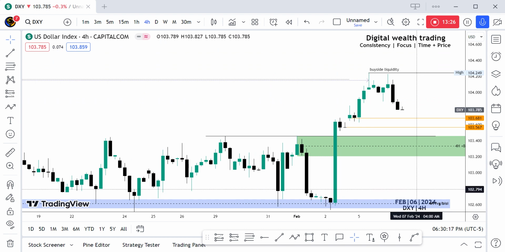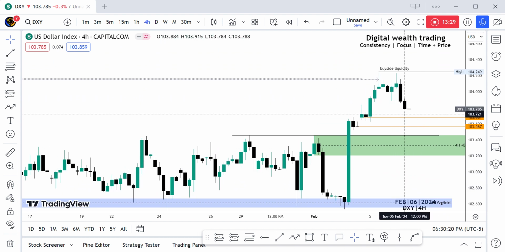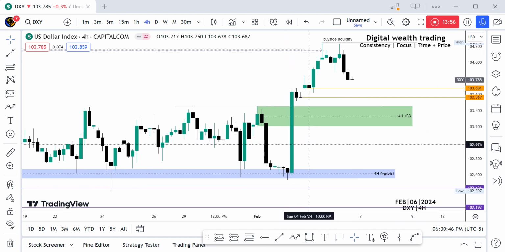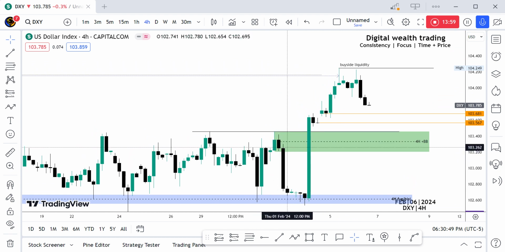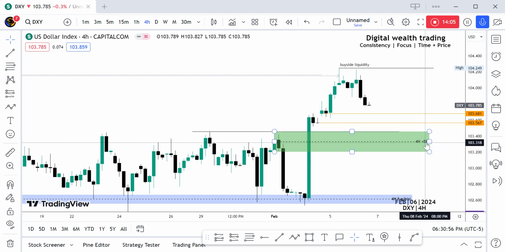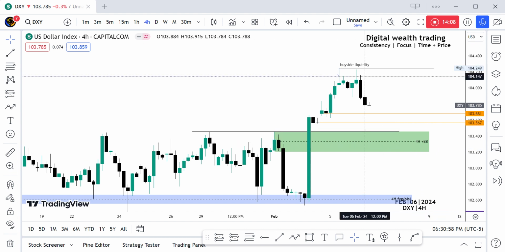So basically, this is the DXY 4 hourly contract. We can see how aggressively it is coming lower, and on the 4 hour we have a fair value gap here on the DXY. So we might see that as a potential area to sell, to be a seller if you trade the DXY. And also, if you look, we have the 4 hour bearish breaker on the DXY, which I mentioned in this area yesterday.